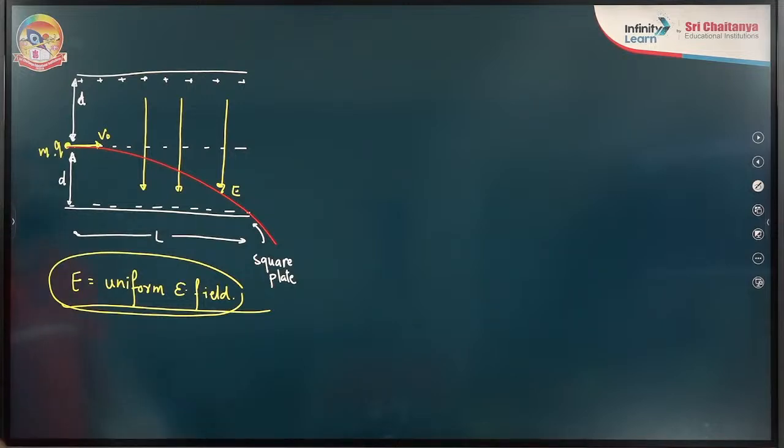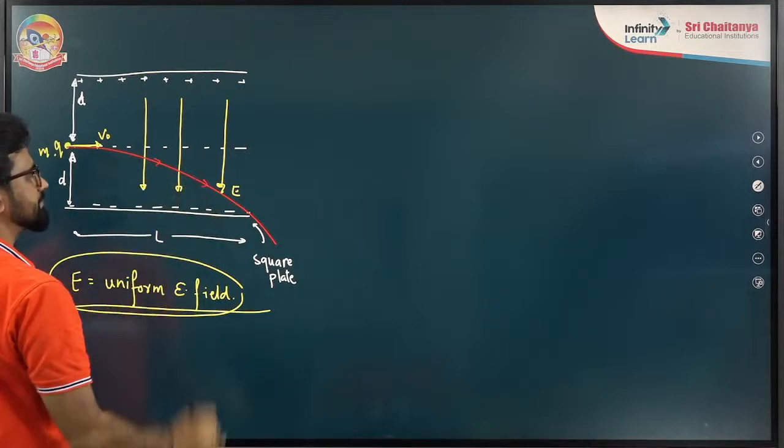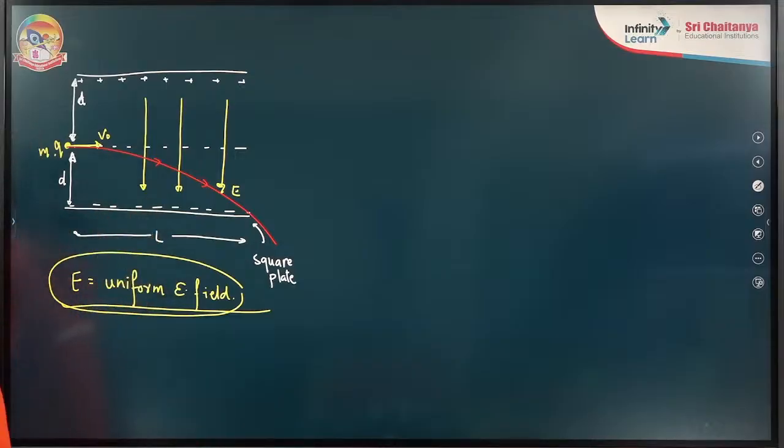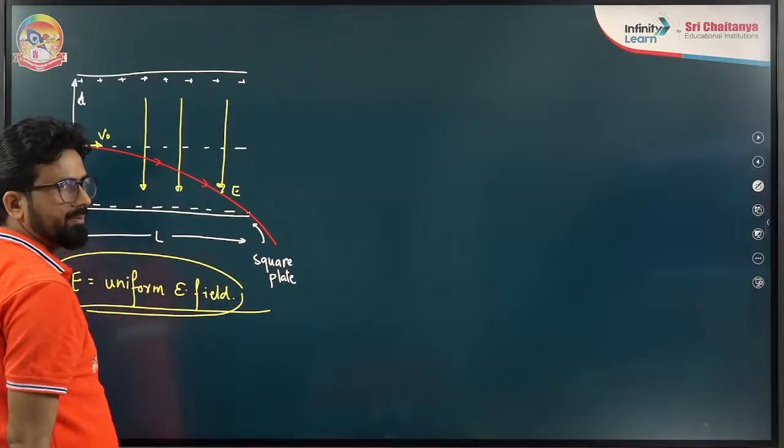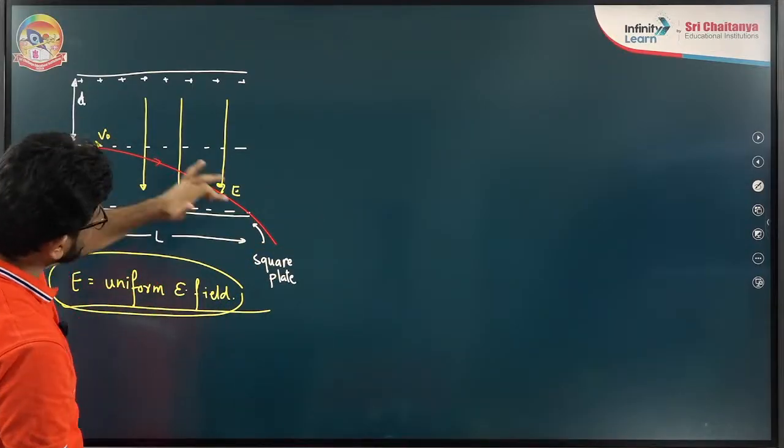The trajectory is like this. By the way, this trajectory we will prove: it's a parabola. We will prove it. Don't worry about it. The trajectory is like this.